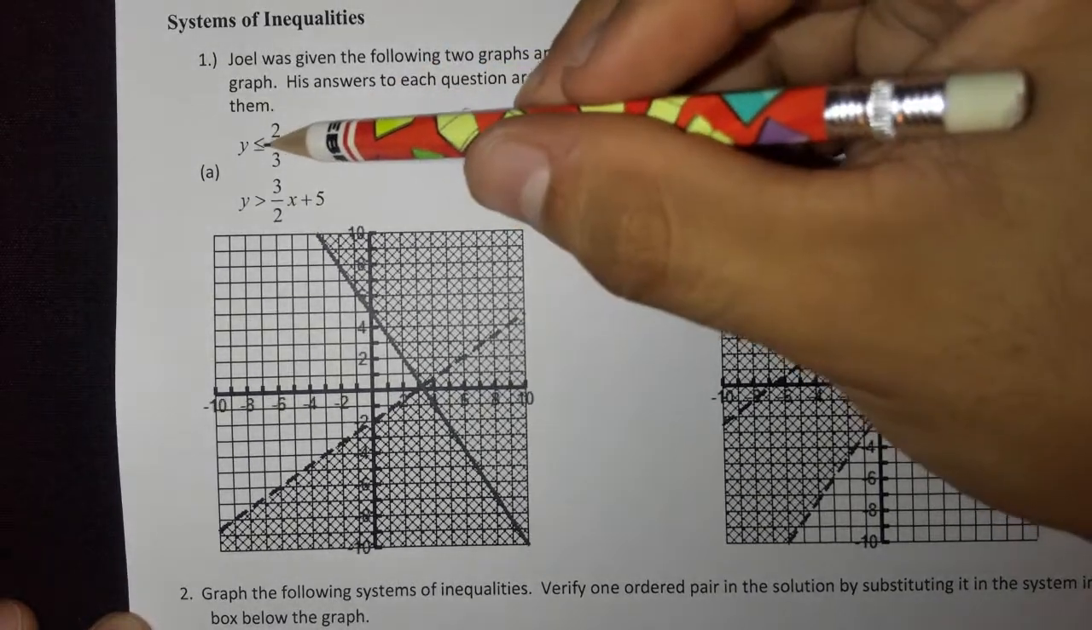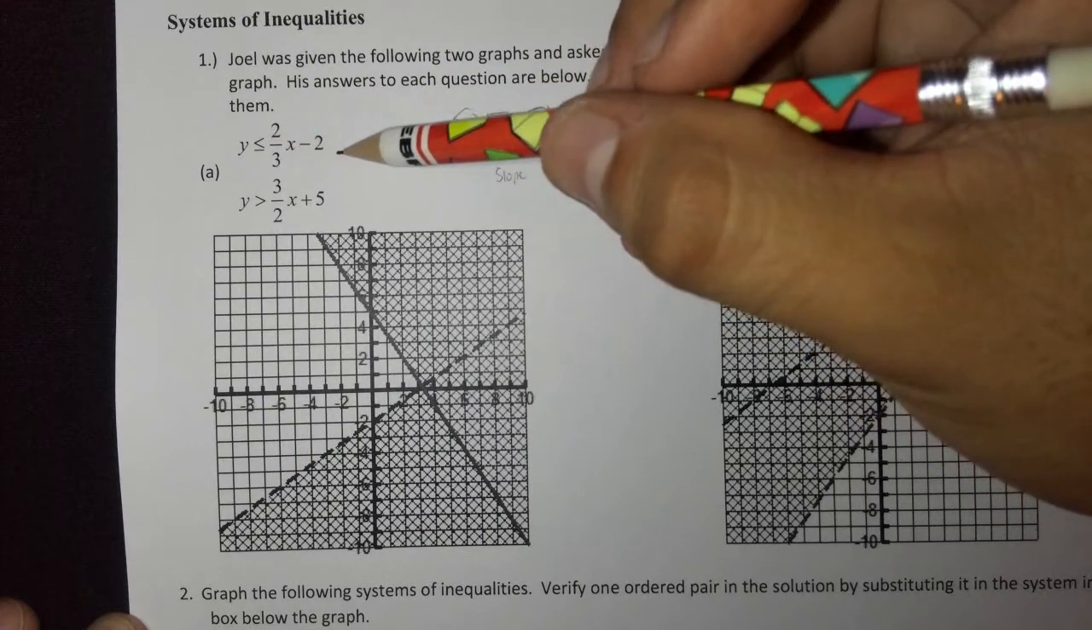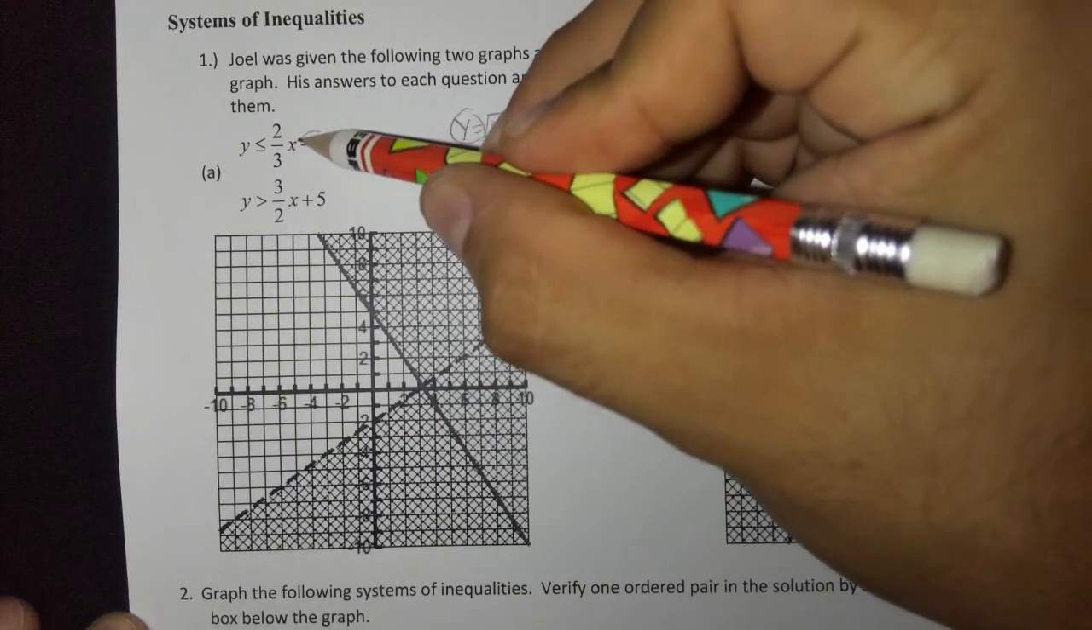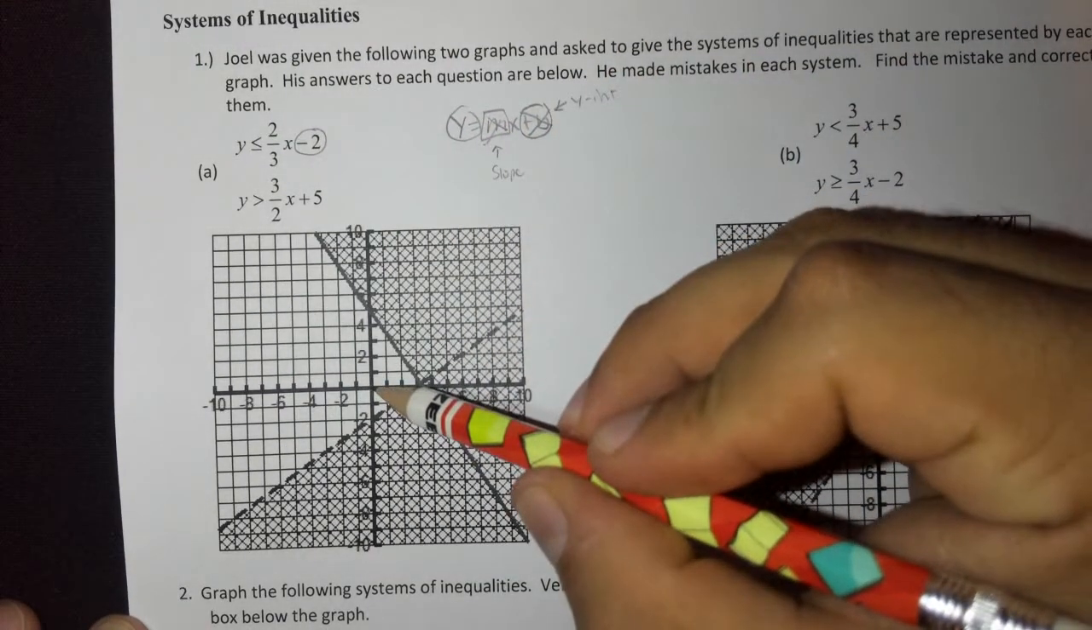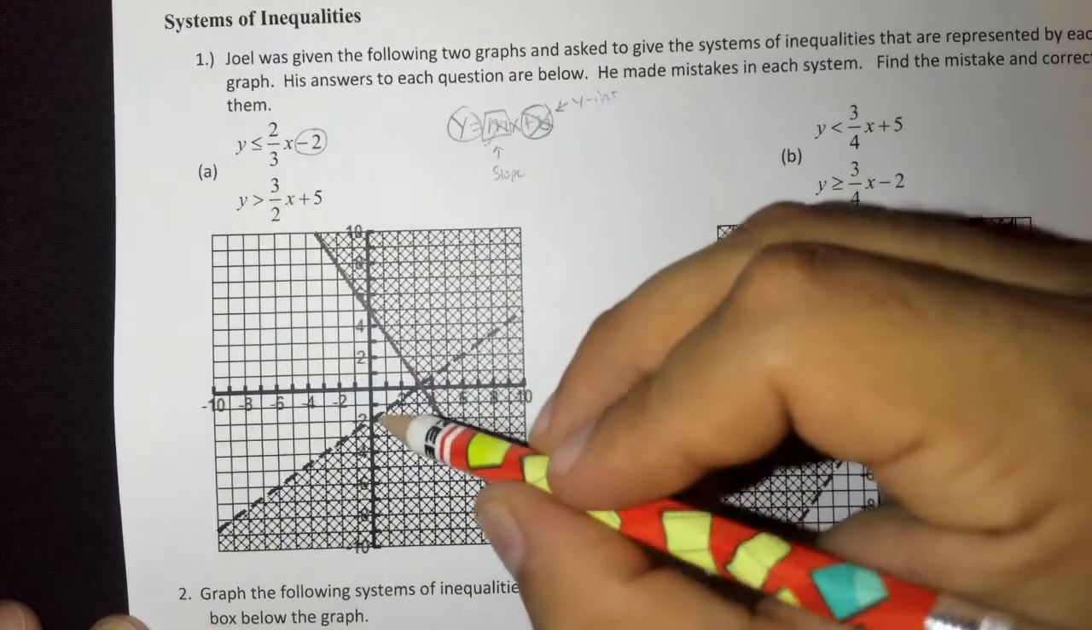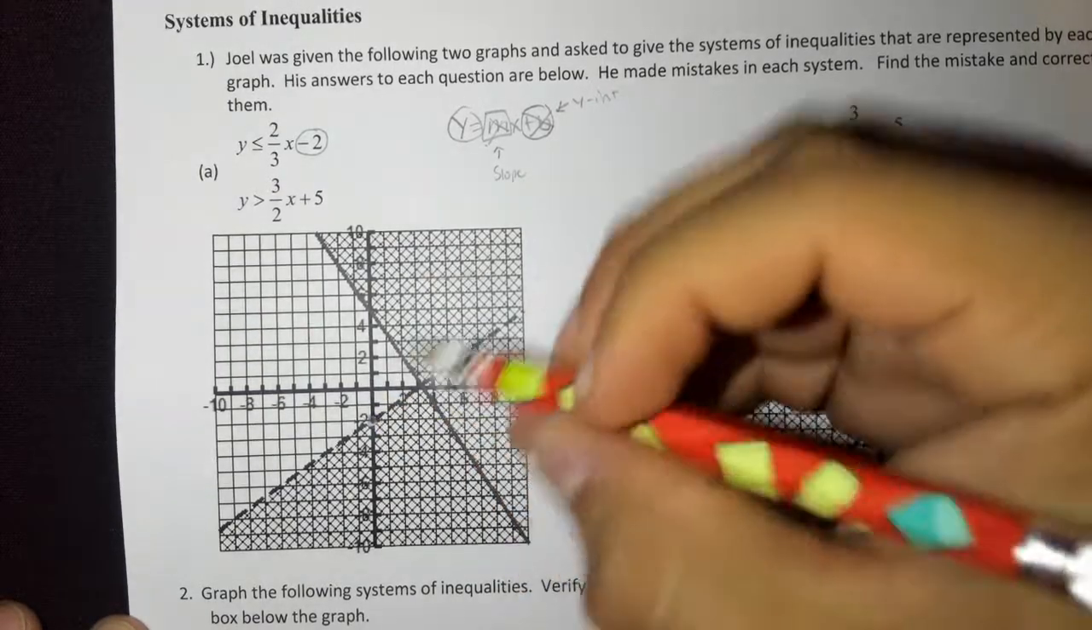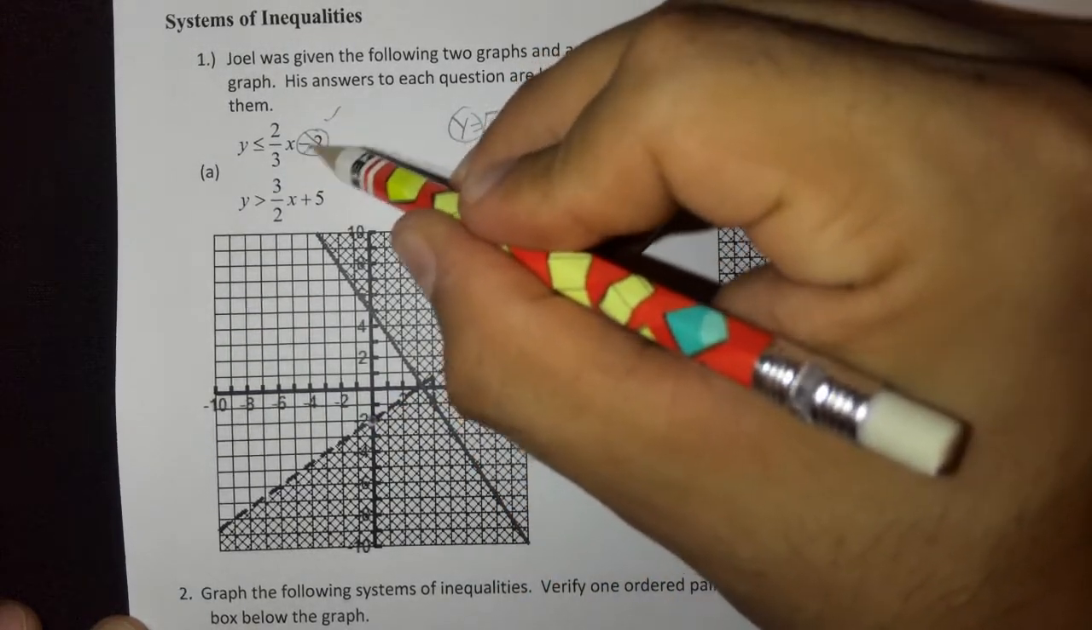So first equation, we have y less than or equal to 2/3 x minus 2. In this case, I want to circle my y-intercept. That's where I want to start. At -2, which means that I start at 0, 0, I go down 2, and I put my very first point. So far that looks okay.